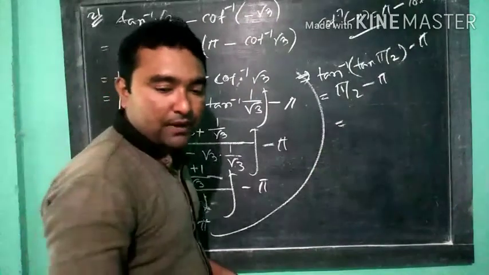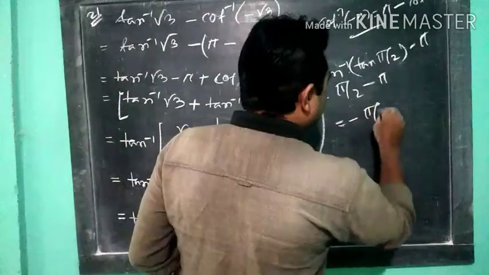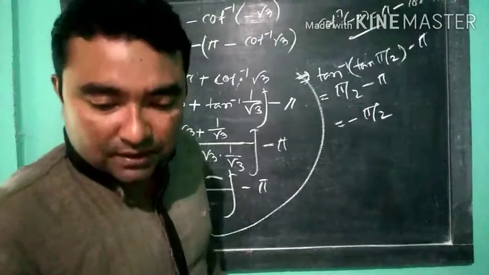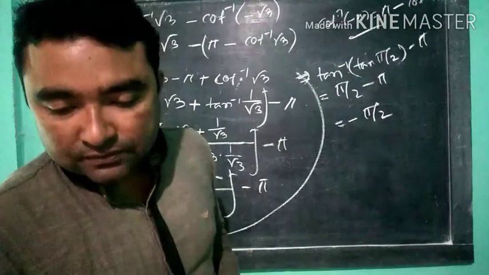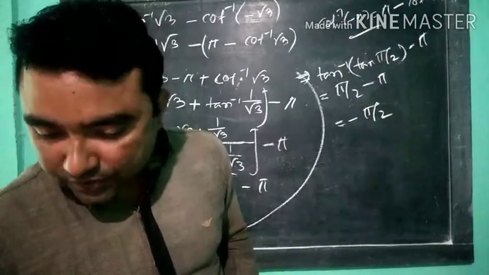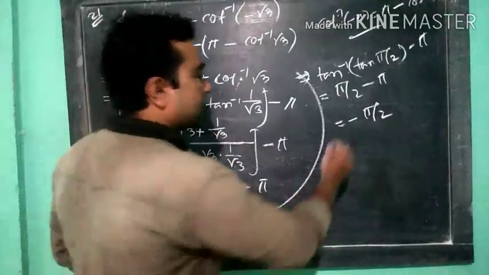Our final answer is minus pi by 2. This is the final answer. So option B is the correct option, minus pi by 2. So this is the correct one.